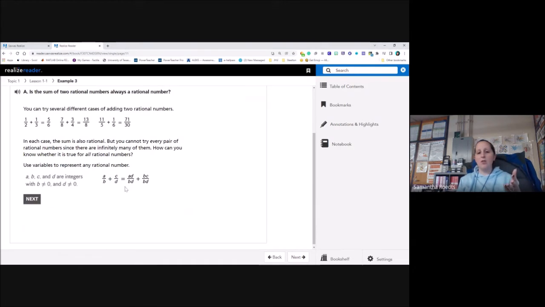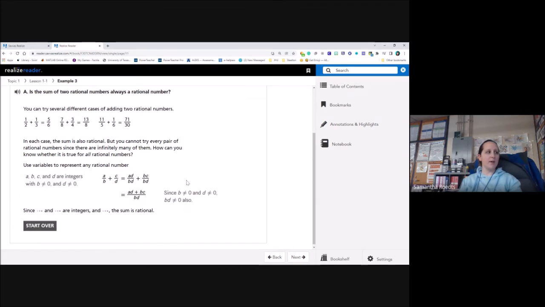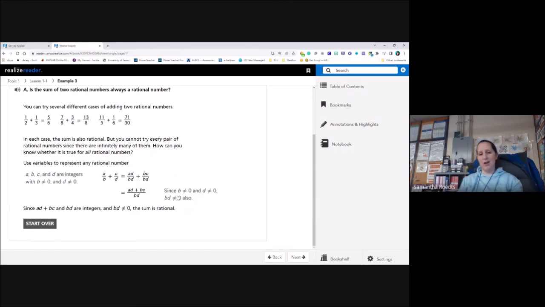So when I simplify that or try to add them together, again, B and D are not like denominators, so I need to multiply A over B times D, and I need to multiply C over D times B. What that gives me is AD divided by BD plus BC divided by BD. Okay. Since B can't be 0 and D can't be 0, that also means that B times D can't be 0. Because I can't have 0 in the denominator because you can't divide by 0. Since AD plus BC and BD are integers and BD cannot be 0, the sum has to be rational.